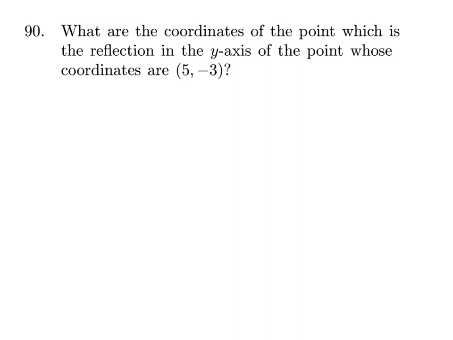Alright, what are the coordinates of the point which is the reflection in the y-axis of the point whose coordinates are 5, -3? Alright, so we have a coordinate grid here. We have 5, -3. This is the y-axis here. It's being reflected. So it ends up here. And so the x value changes to -5. And the y value is -3. Done.